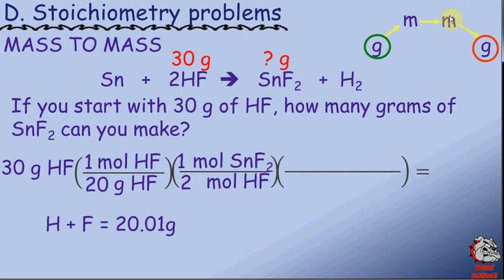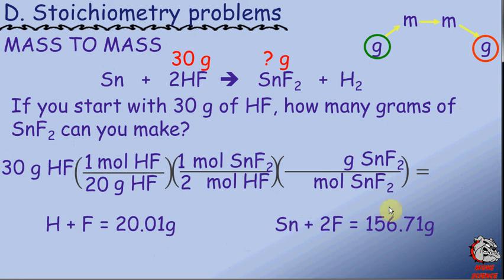So moles of tin fluoride go to the bottom. And now I'm going from moles of tin fluoride to grams of tin fluoride, the exact same substance. Since it's the same substance top and bottom, 1 goes with moles, and I need to get my grams, my molar mass of tin and 2 fluorines. That came out to be 156.71. So 30 divided by 20 divided by 2 times 156.71, and our answer is 117.53 grams of tin fluoride.